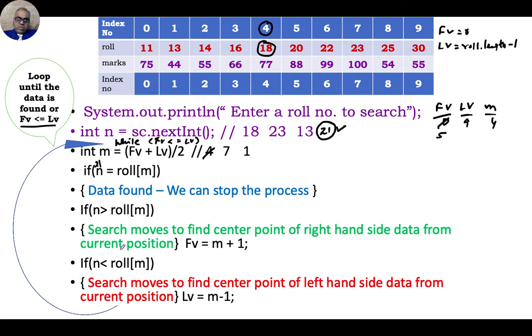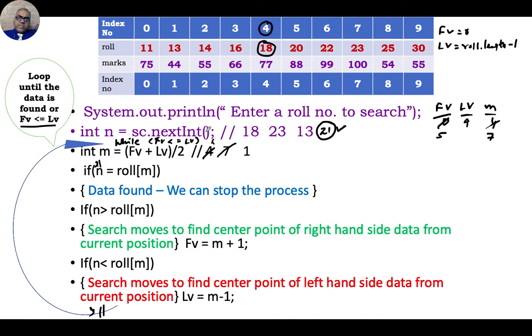Now if this is true, the other can't be true. If a number is greater, it can't be lesser. We come here, so there has to be a bracket for closing this. Now the computer will check FV and LV. FV is 5, LV is 9. 5 less than or equal to 9 is a true statement. So the computer will take another round. 5 plus 9 is 14, divided by 2 is 7. So my M is 7 now.